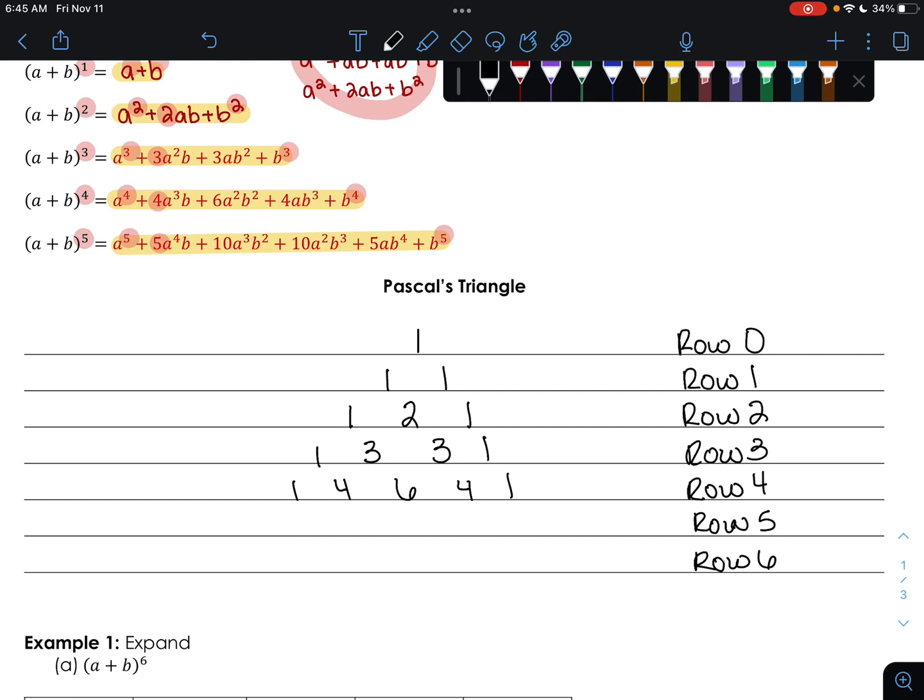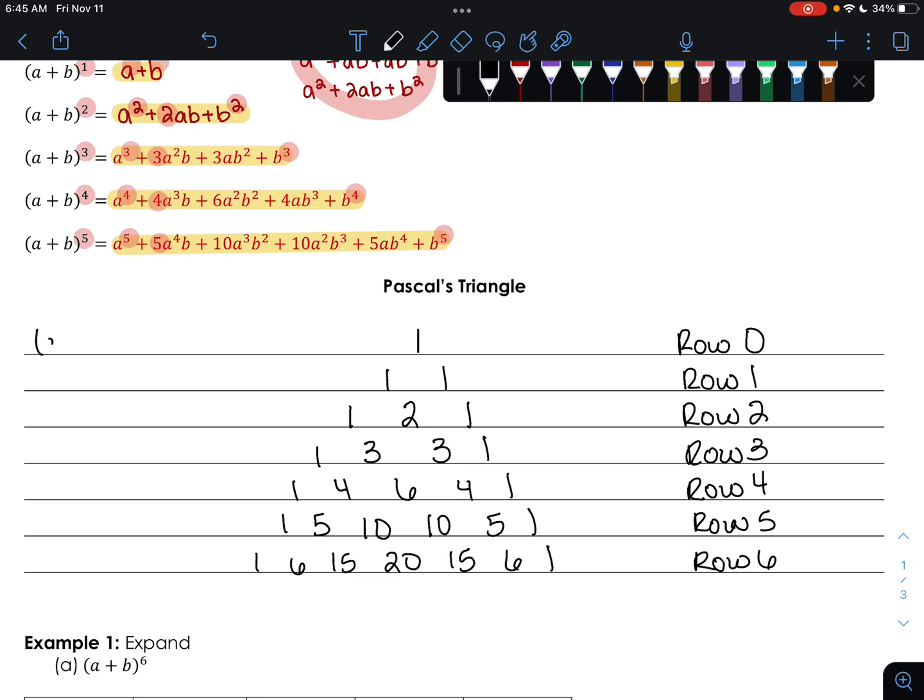Okay, so let's see. We did 1, 5, 10, 10, 5, and 1. Then we do 1, 6, 15, 20, 15, 6, 1. So how is this used?